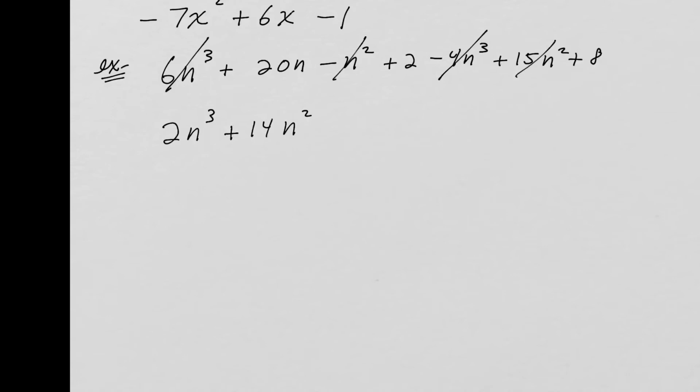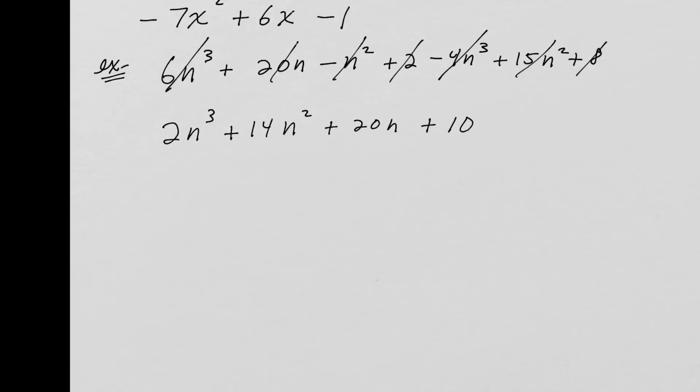Then let's see. Oh, it looks like I have an n, just one term, right? Plus 20n, so I can just write that down. Plus 20n. There's no other n's. I don't have to combine anything. And then the constants, 2 plus 8 is 10. So that simplifies that polynomial. And again, I rewrote it in descending order.